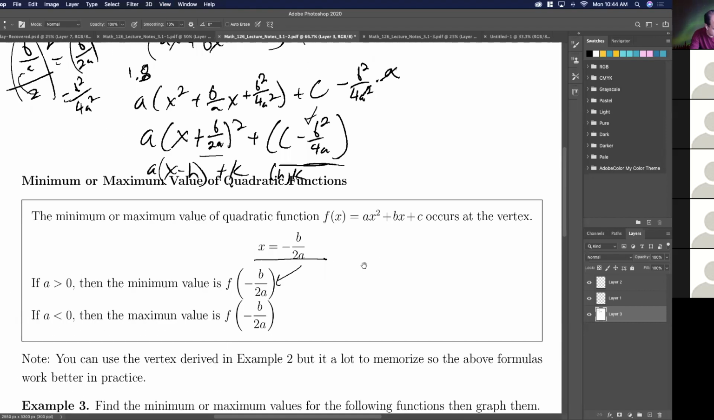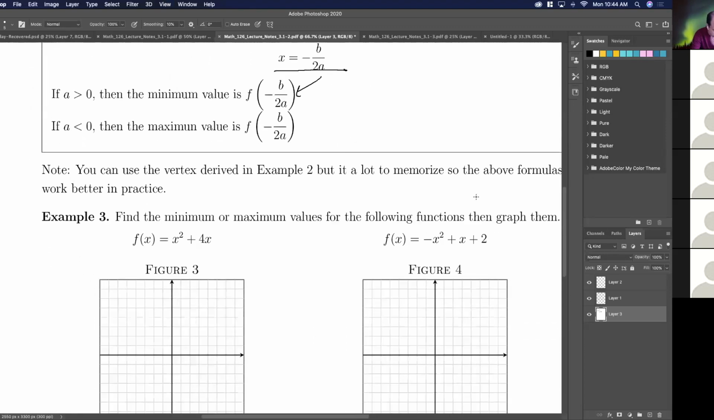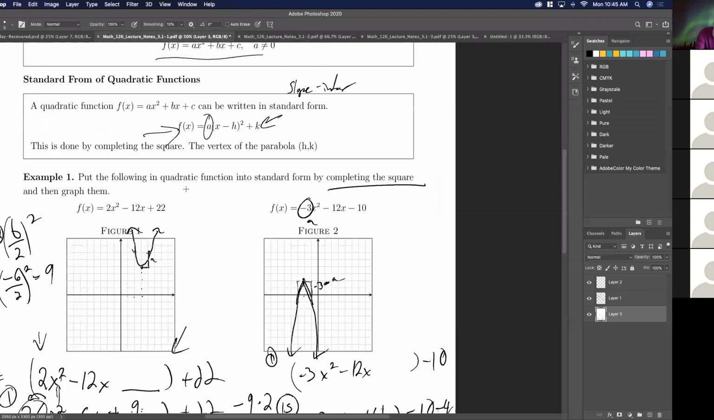Oops, let's go back. So find the minimum and maximum value. If a is positive, you'll have a minimum value. If a is negative, you have a maximum value. The reason is if a is positive, it's going to open upwards, and so you only have a minimum value. The maximum value is infinity, right? And if a is negative, as it is here, it's going to open downwards, and so you only have a maximum value, and then it does that.